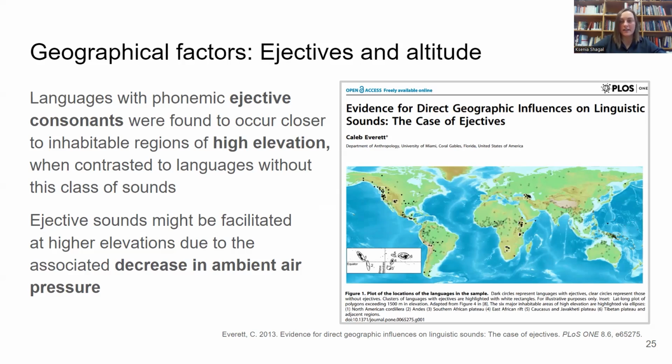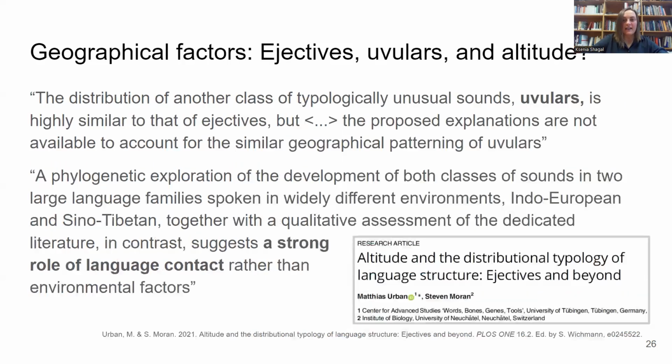The tentative explanation is that ejective sounds might be, so their pronunciation might be facilitated at high elevations due to the associated decrease in ambient air pressure. So somehow it should be easier to pronounce them when the air pressure is lower. So this is why they develop. Again, there has been some criticism.